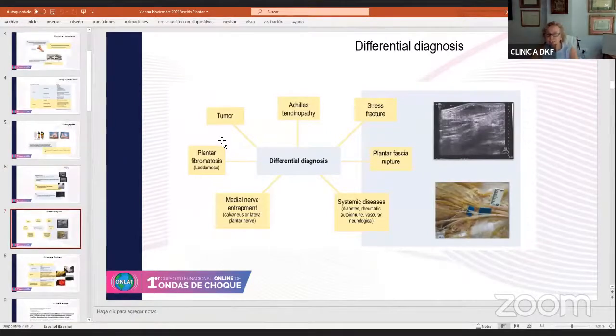It's very important to establish a differential diagnosis. This would give us the key to the success of our treatments, but of every treatment that we do, not only for shockwave. So we should be thinking about Achilles tendinopathy, stretch factor, fascia rupture. As I am a rheumatologist, I see a lot of rheumatic and autoimmune diseases in relationship with insertional fasciopathies. And if the patient refers dysesthesias, we should think about nerve entrapment, and also tumors and plantar fibromatosis.